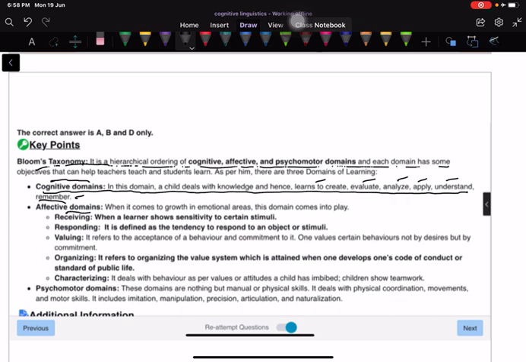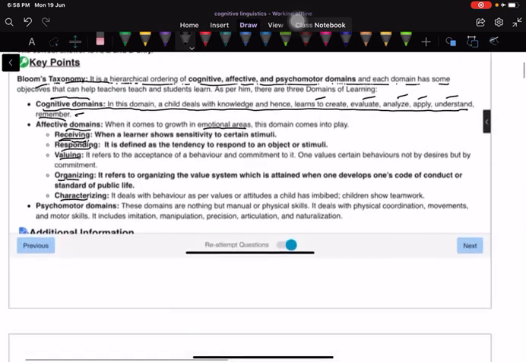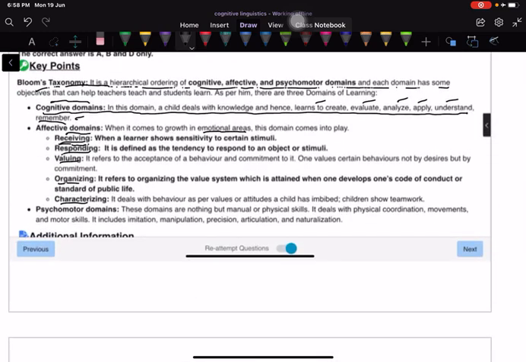In the affective domain, it deals with the emotional areas, right? So receiving, responding, valuing, organizing, and characterizing. Just like I said, valuing and characterizing are also part of the affective domain.